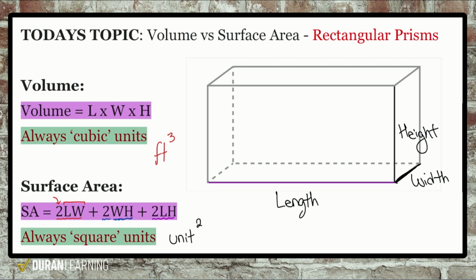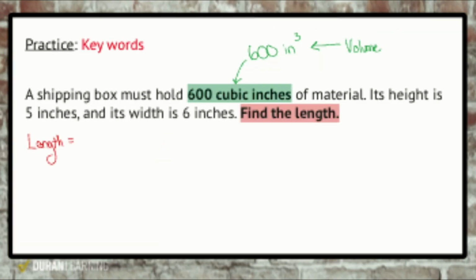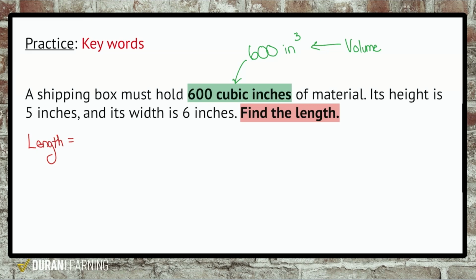So with that, let's go ahead and bring it right back to that problem that we were getting after. We see here that they give us 600 cubic inches of material. So we now know that that is volume. And then it says its height is 5 inches and its width is 6 inches. So we have those two pieces. The height that's given to us is 5 inches right there. And the width that's given to us is 6 inches. So with that said, everybody, do we have enough to solve this problem?